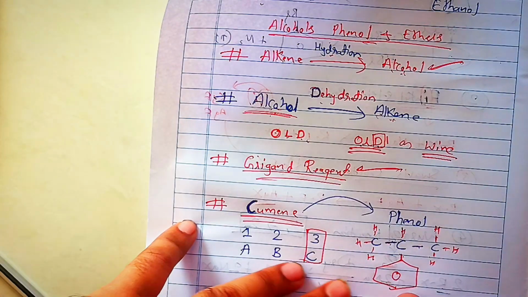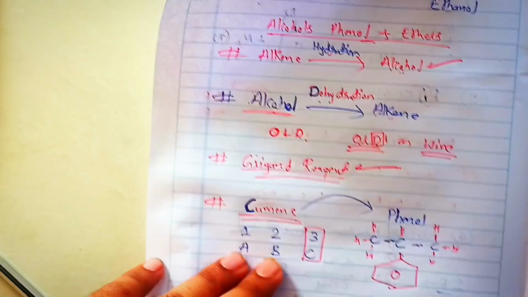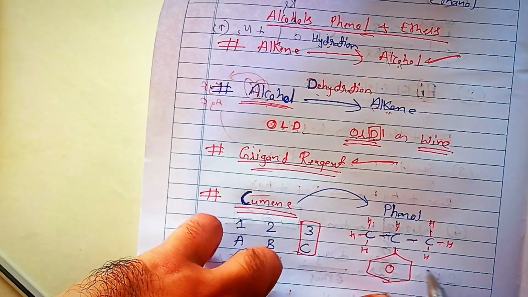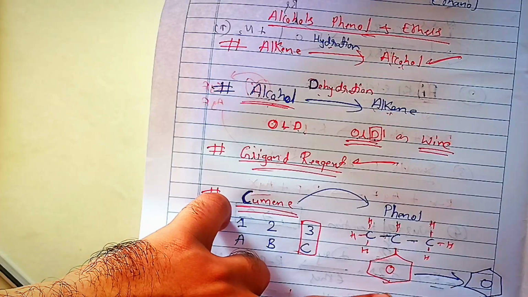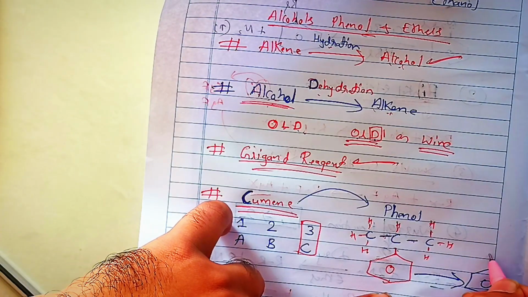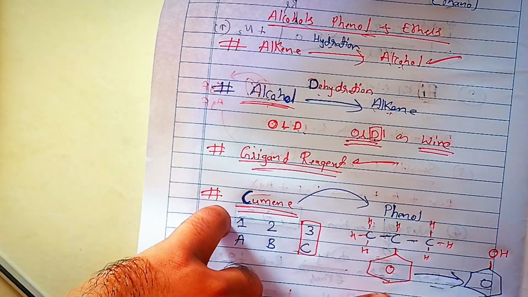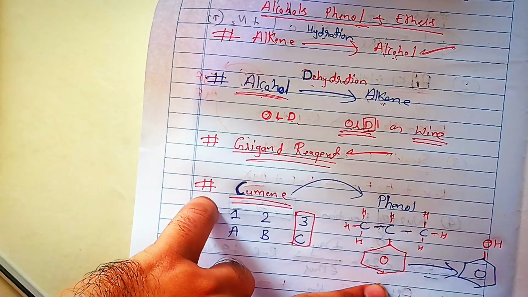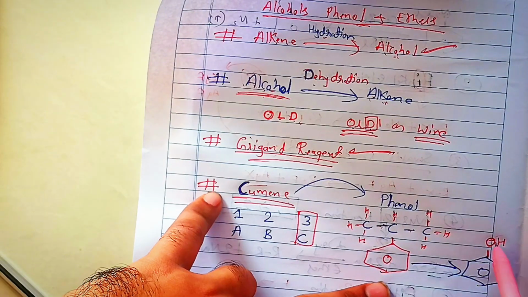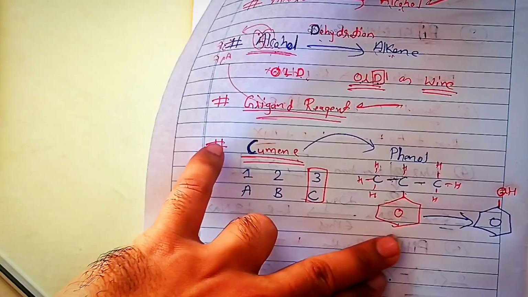So this is the structure of cumene, and then we have to transform this into the alcohol. Here we know the product. This is the phenol, the overall will be a phenol ring. So to get the OH, we have to make an addition of oxygen. Here we have to add the oxygen here.